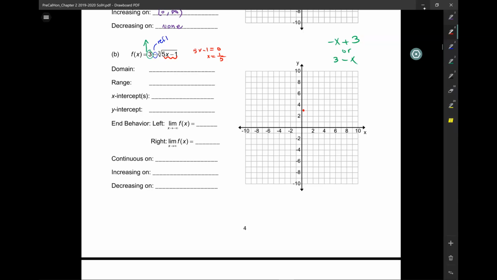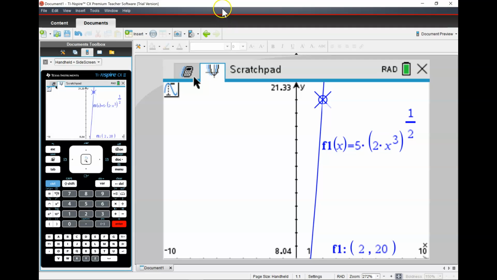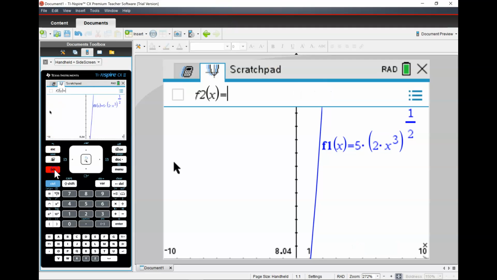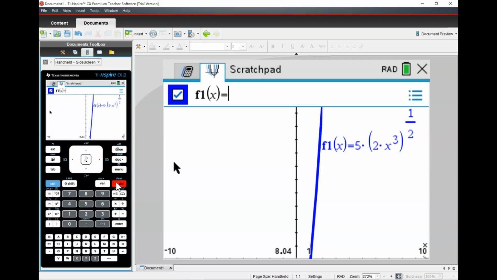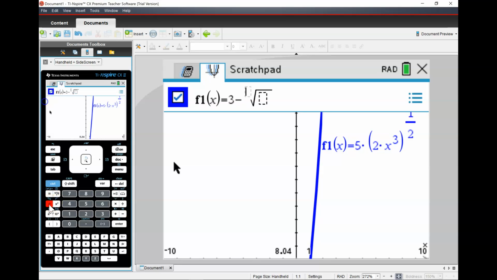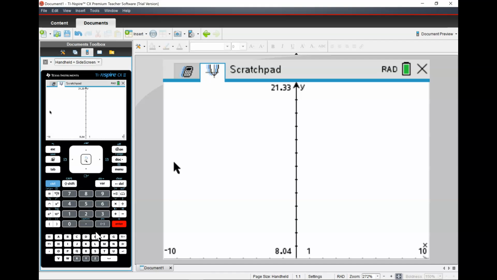Okay, we are going to graph this because I want us to figure out the correct x and y intercept. So much to teach, so little time in the year. Okay, so 3 minus, let's do cube root here. Cube root of, what was it? 5x minus 1. That's what it looks like.